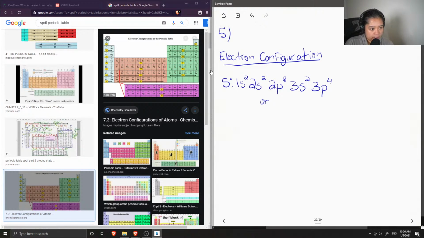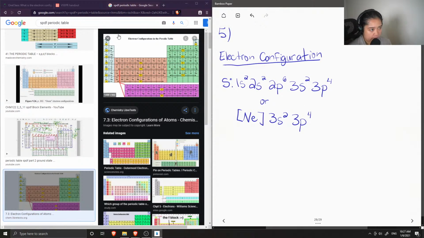And to do that, you just need to look at the noble gas that comes before sulfur, which is neon. So we just put that in square brackets. And then we just continue on naming the rest of the electron configuration normally. So neon 3s2, 3p4.